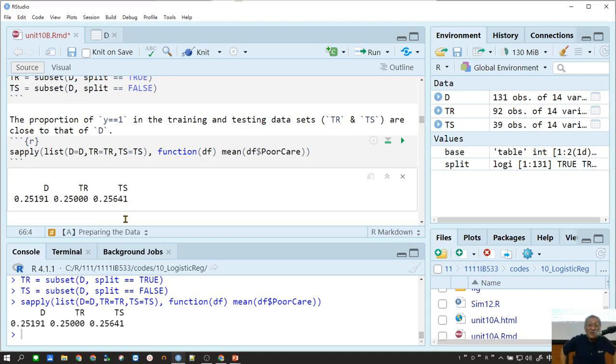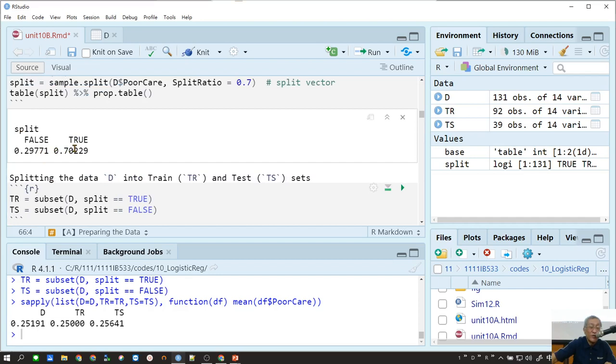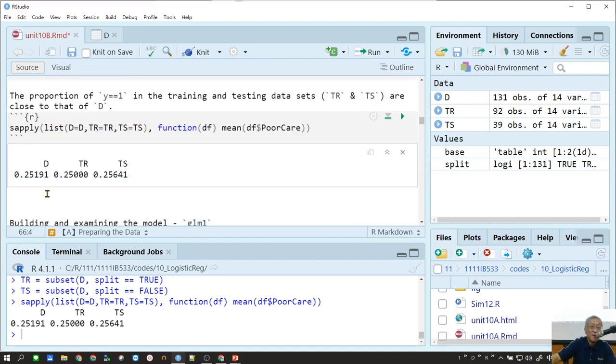Okay. So not only will it cut it into 0.3 and 0.7, it will split it and make sure that in each of these subsets, the fraction of poor care is the same. Okay. It's not exactly the same because our sample is actually very small, right? So it cannot be exactly the same, but they will be very close to each other. You get the point? Okay, so this is data splitting.